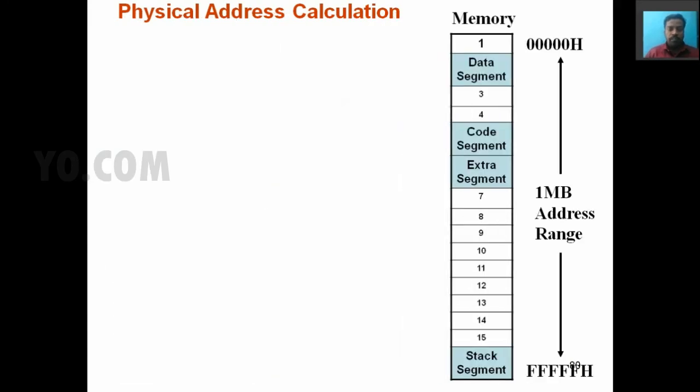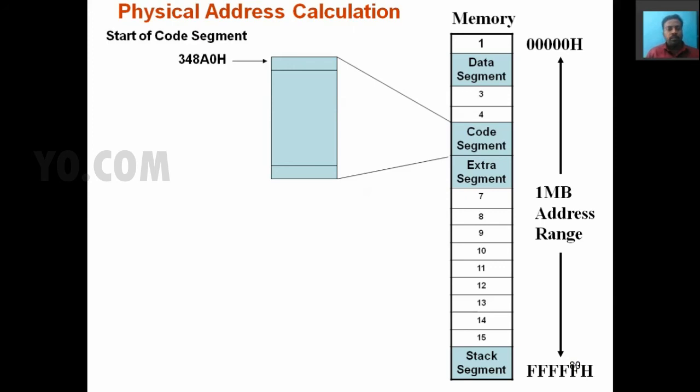And the physical address calculation. This is the memory, a 1 MB addressable memory of the microprocessor. For example, consider the code segment, whose starting address is 348A0H. So the code segment address is 348A only. The 0 is not considered, only the 16-bit address is considered.